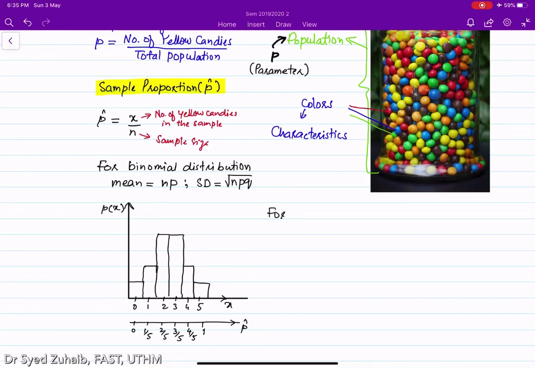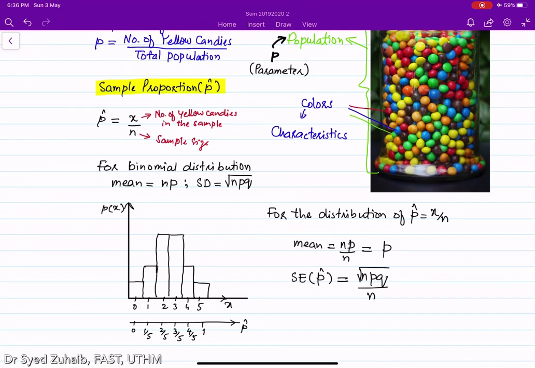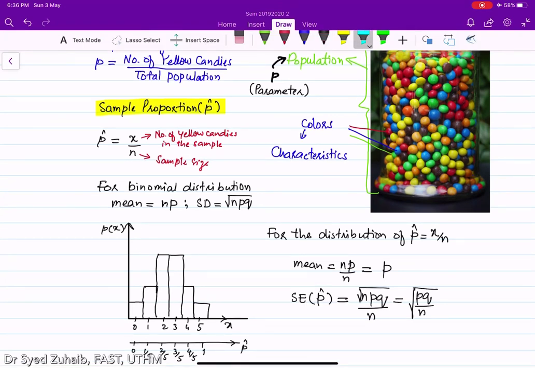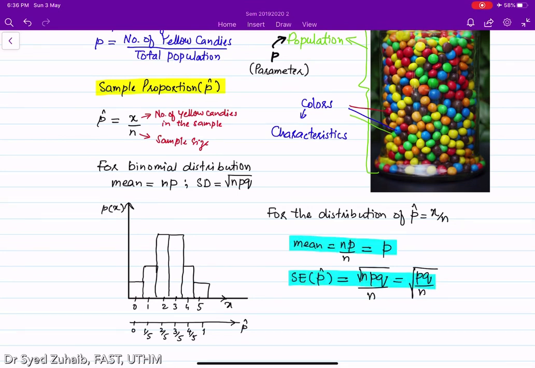Therefore, for the distribution of p cap variable or sample proportion, which is equal to x divided by n, the mean will be equal to n times p divided by n. N times p is the mean of variable x, but because p cap is the variable divided by n, we will divide this mean with n, and standard error of p cap will be equal to square root n times p times q divided by n, and it will become square root of p times q divided by n. So these are the two formulas for probability distribution of sample proportion.